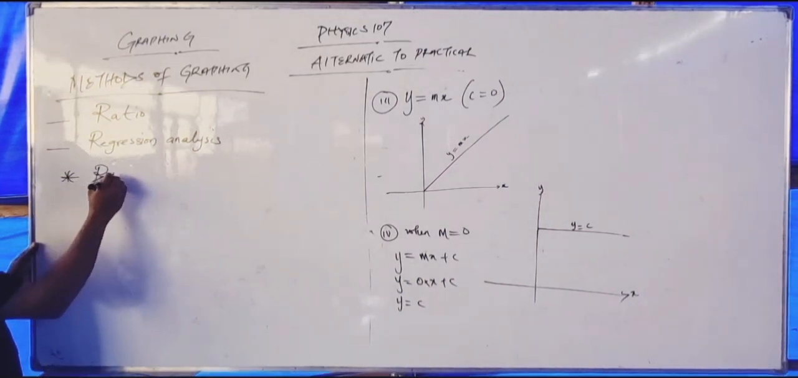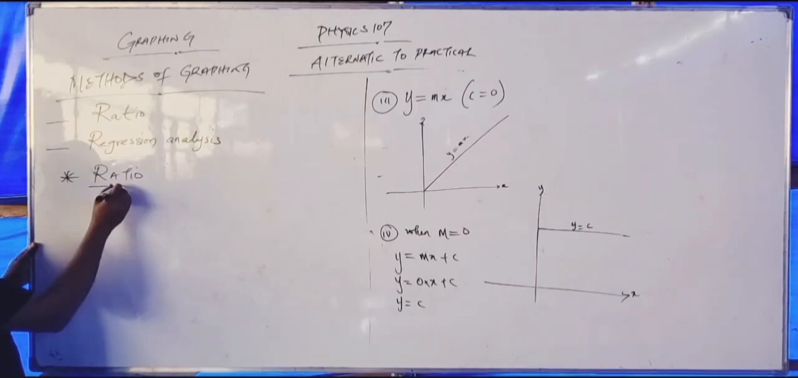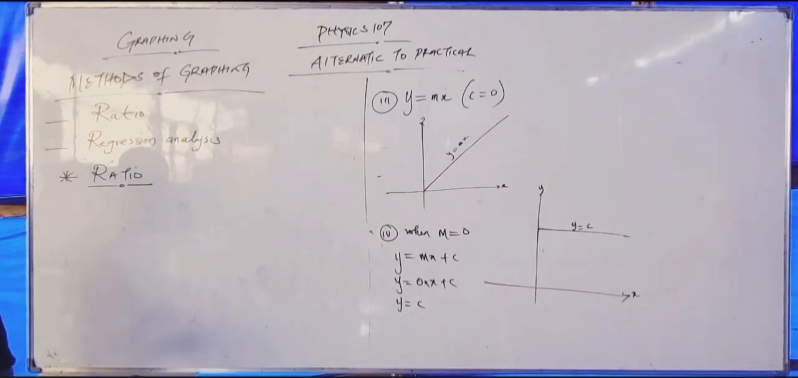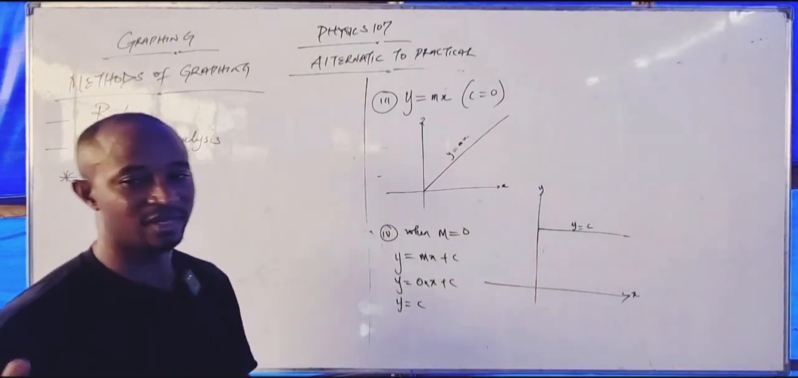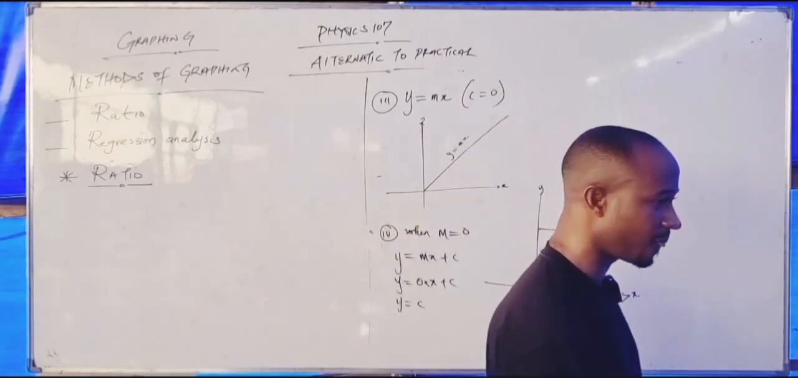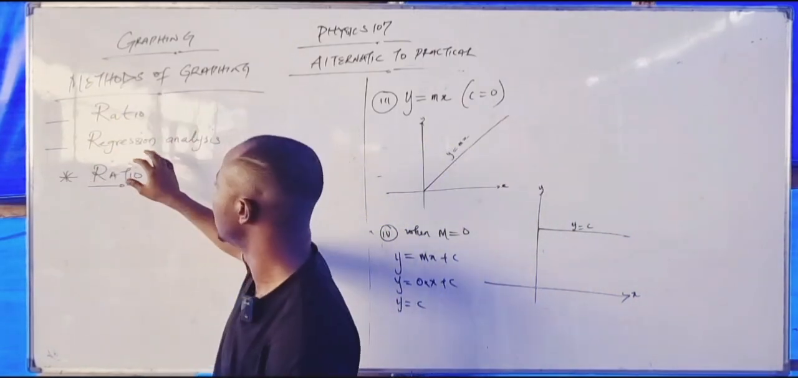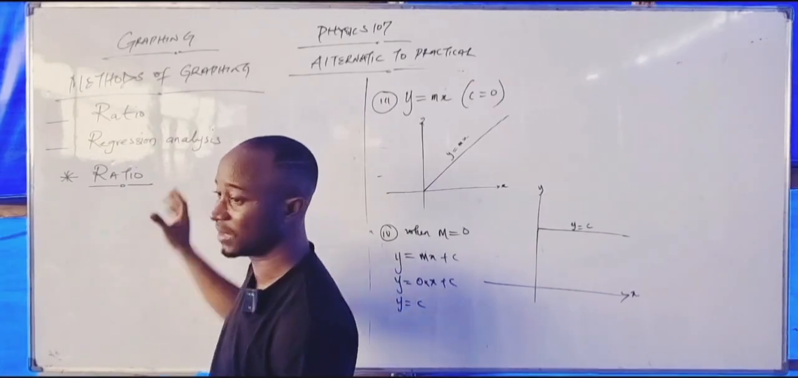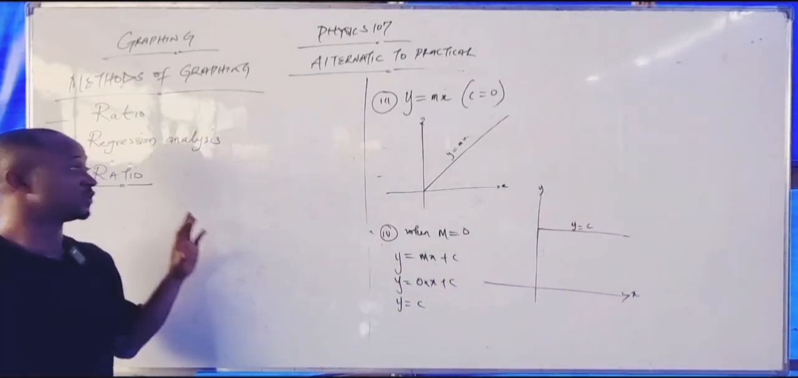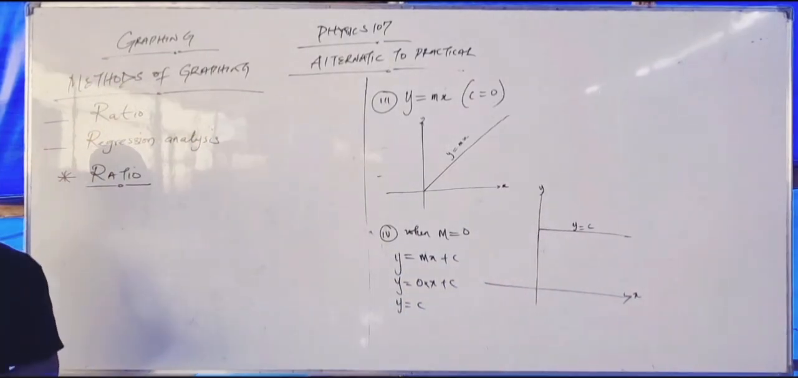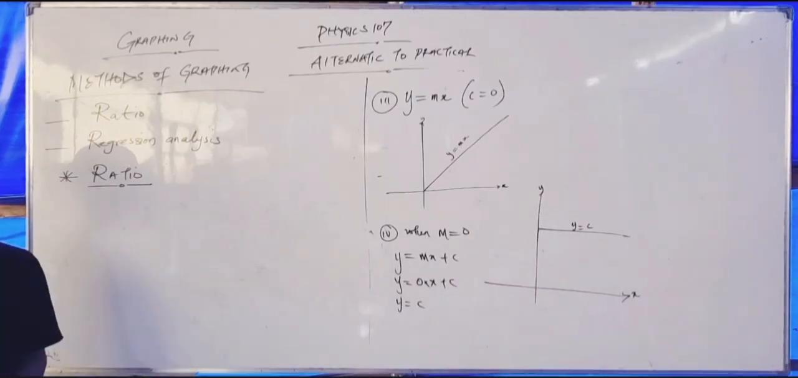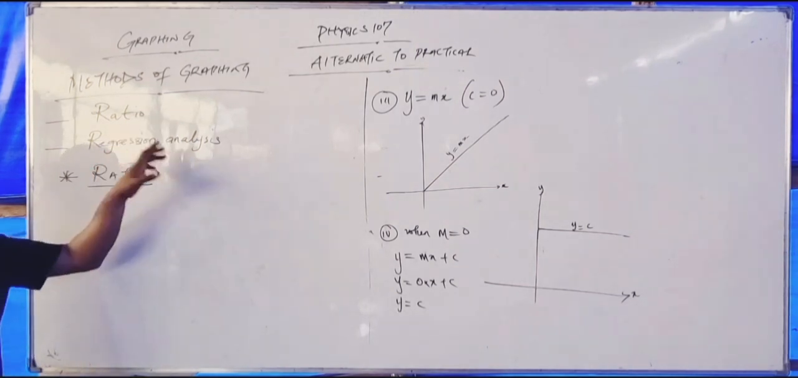Let's talk about ratio first. You must have heard about ratio, I don't know. Now we have two methods of graphing: by ratio and by regression analysis. You have to pay attention because this will really help you. Most of the time in your practical, they might just give you the experiment and you'll be asked to plot your graph immediately. So you can use either of these to plot.